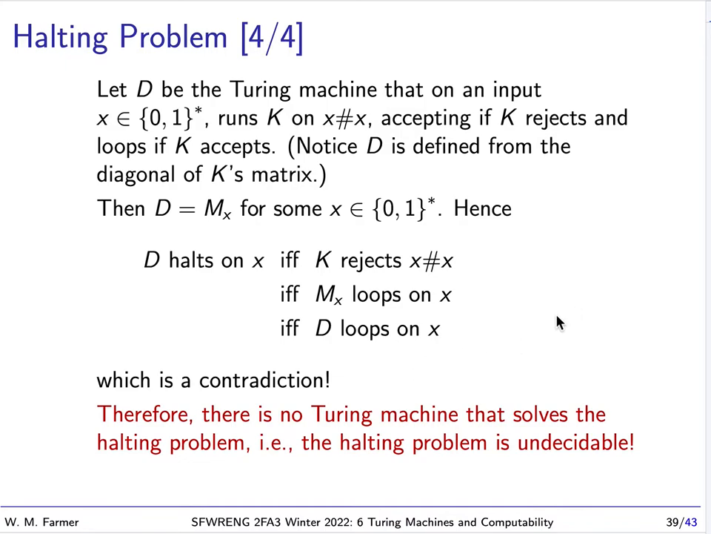Therefore, there is no Turing machine that solves the halting problem. Specifically, what we've shown is that there's no Turing machine that solves the halting problem for Turing machines with alphabet 0 and 1.